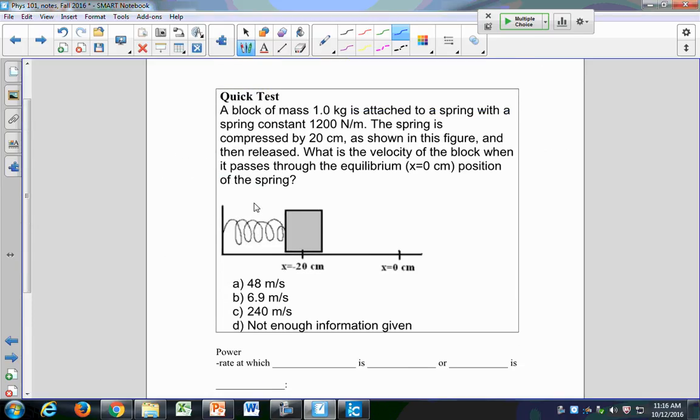Okay, so here I have a block of mass 1 kilogram. It's attached to a spring. Spring constant is 1200, and the spring is compressed by 20 centimeters. So somewhere a hand has come in and pressed this thing in to 20 centimeters from its equilibrium position. What is the velocity of the block when it passes through the equilibrium position of the spring?